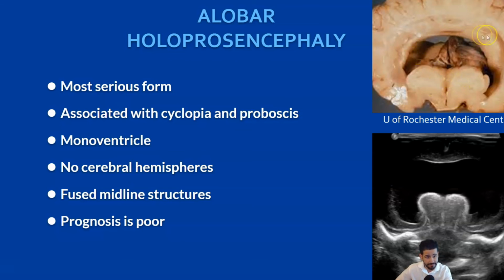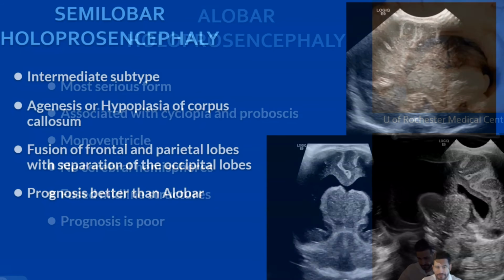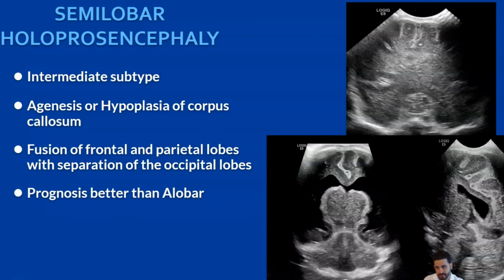So it is considered a monoventricle in all 3 cases. Just in alobar, it is very prominent. There's no cerebral hemispheres. There's no midline. There's no interhemispheric fissure. The thalamus is fused, and all the midline structures are also fused, and the prognosis is poor. Next up is semilobar holoprosencephaly. It is the middle subtype.